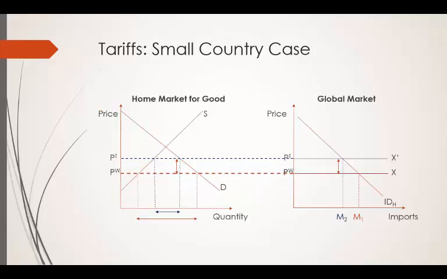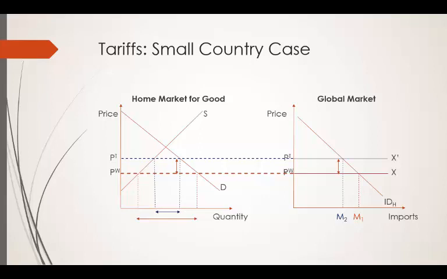This is illustrated in the graphs on this slide. We've drawn two settings side by side. On the right hand is the global market, and on the left is the home market for the good. The global market reflects imports alone. In the global market, the line IDH is the import demand for the product from the home country. It's downward sloping, reflecting the usual law of demand. Home consumers would buy more of the good if they can import it at a cheaper price than otherwise. The global market price is given by PW, where the world supply is given by the horizontal red line X.